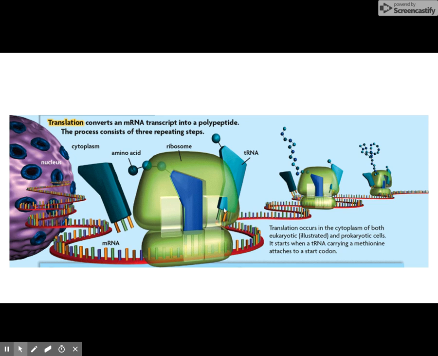and it's going to use these 3 nitrogen-containing bases called an anticodon to attach to the codon viewed here in this ribosome. So you can see these 3 pegs here. This is what this tRNA is going to attach to.